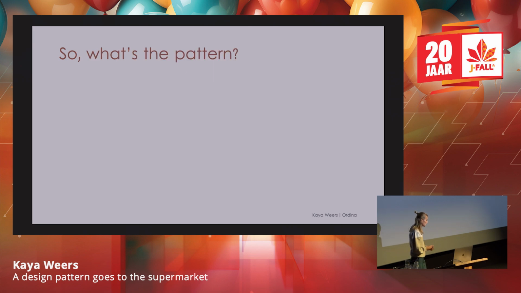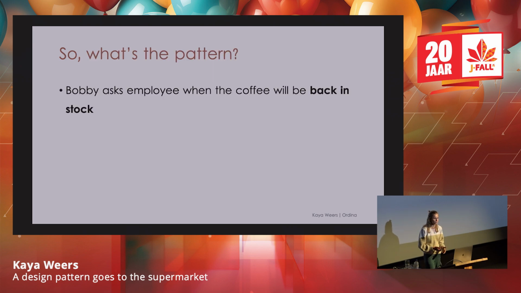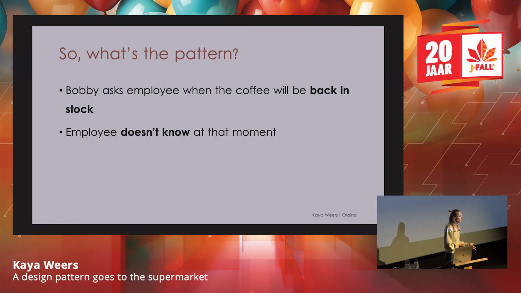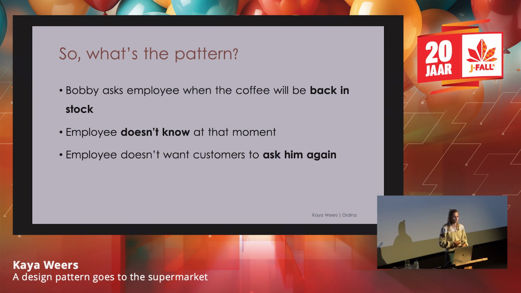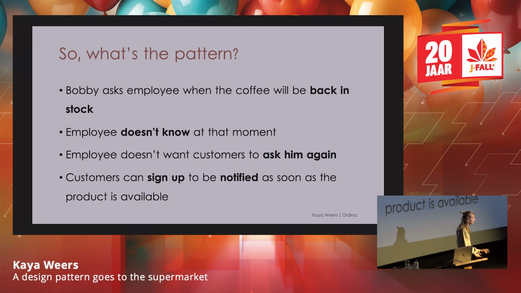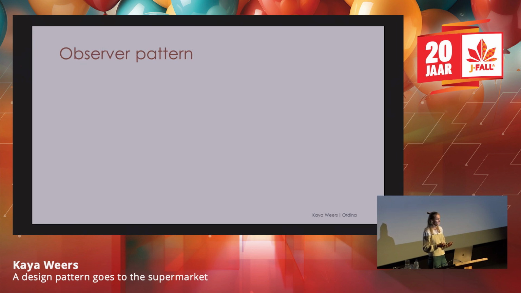So what did we see happening here? Bobby and Billie were asking the employee when the coffee was back in stock. But the employee didn't know. And he was so tired of everyone asking him the same question over and over again. So he decided to create this list, and he would automatically notify everyone when it is back in stock. So this is the pattern, what we call the observer pattern.